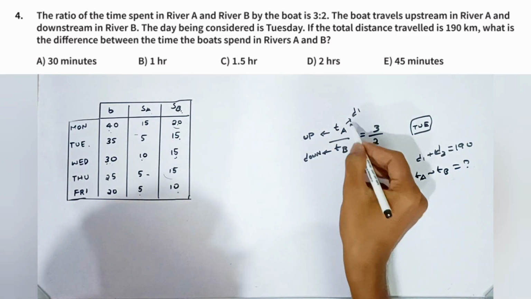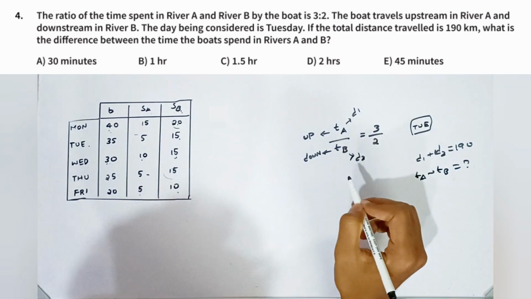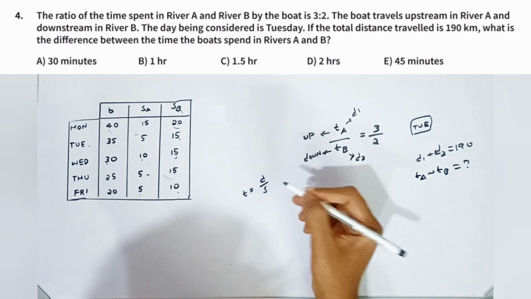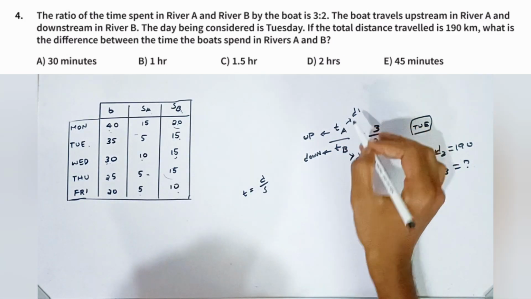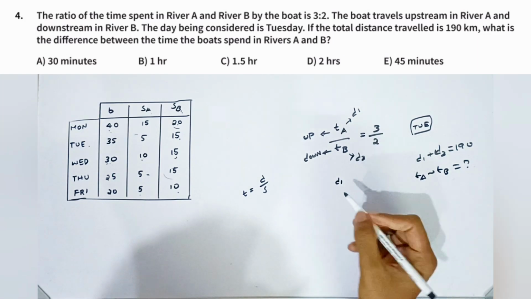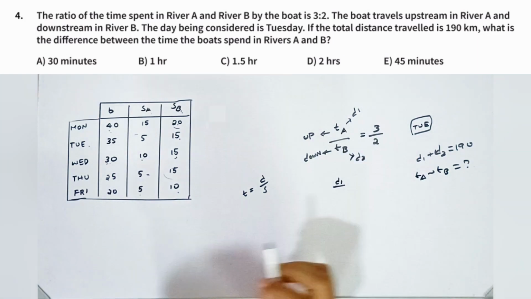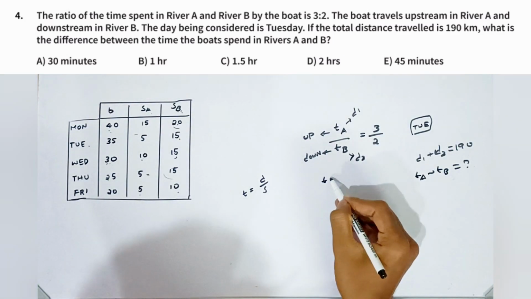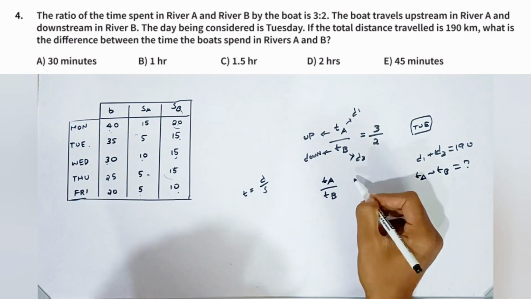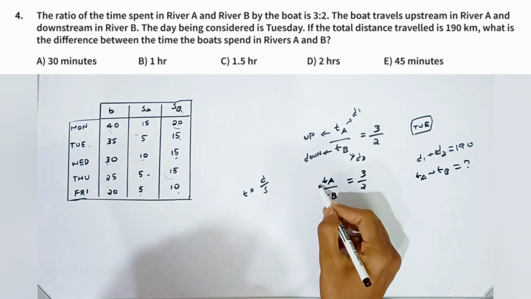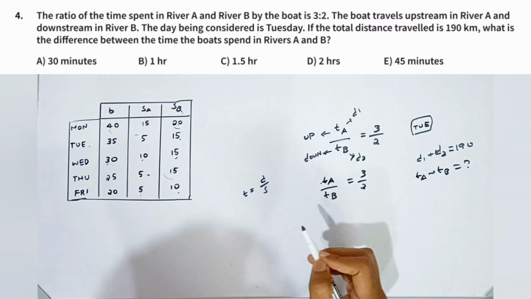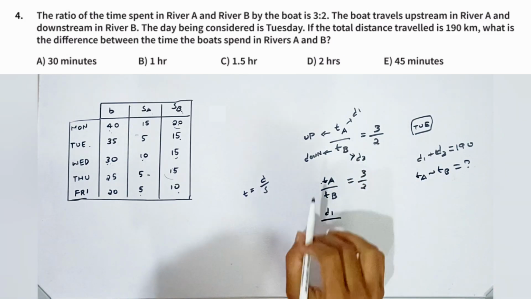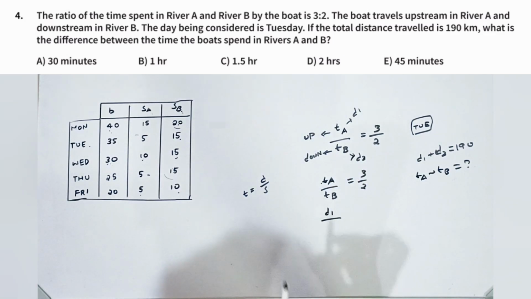We have here TA. The time formula is what? It is nothing but distance by speed, right? The distance I don't know, so here the distance is D1. So TA by TB is nothing but 3/2, right? I'm writing it as a formula. T is nothing but D by S. So D by S is D1 by speed. What is the speed? Here it is given as upstream. Upstream is nothing but B minus S.